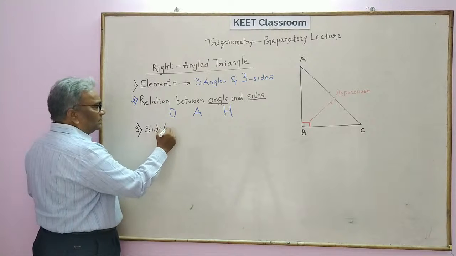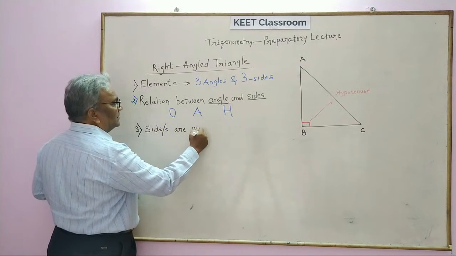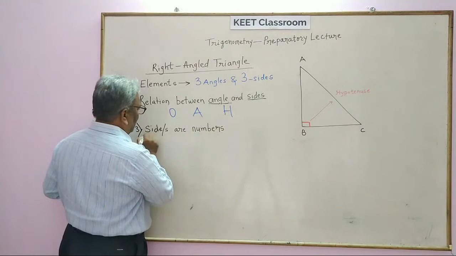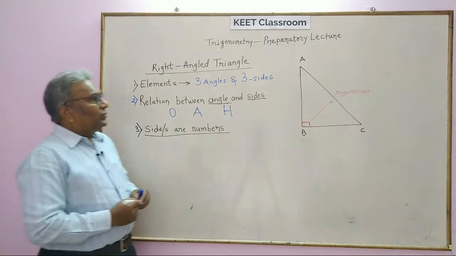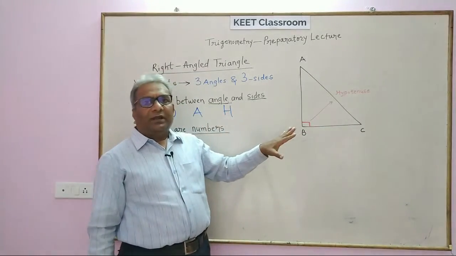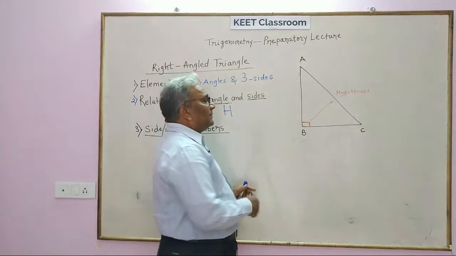Side or sides are numbers. Very important, understanding this is. Now look here. Whenever you draw any type of triangle, this side is going to have some length.